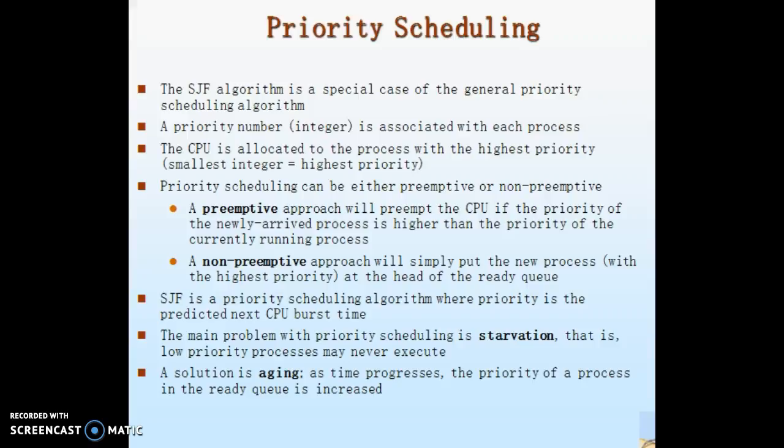SJF is a priority scheduling algorithm where priority is the predicted next CPU burst time. The main problem with priority scheduling is starvation. That is, low priority processes may never execute. A solution is aging. As time progresses, the priority of the processes in the ready queue is increased.